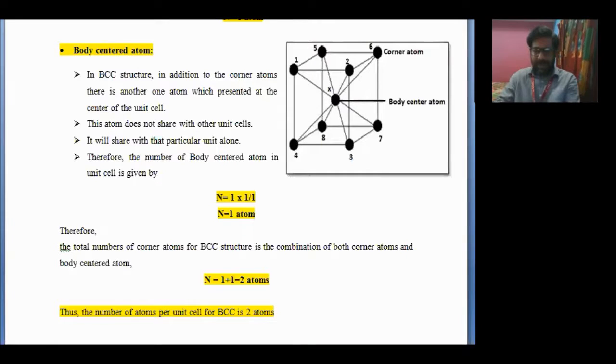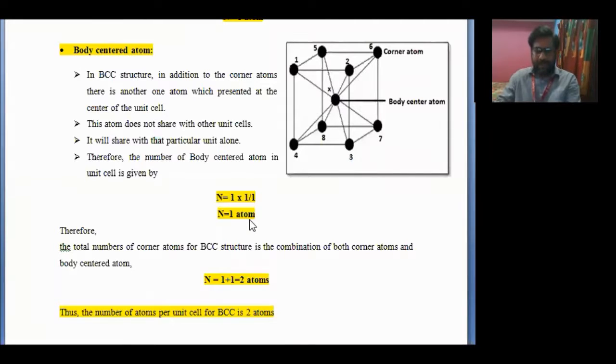So this atom is located at the center of the unit. So this atom will not be shared with the other units. It contributes to its own unit alone. So we can write n is equal to 1 into 1 by 1. Therefore, n is equal to 1 atom.